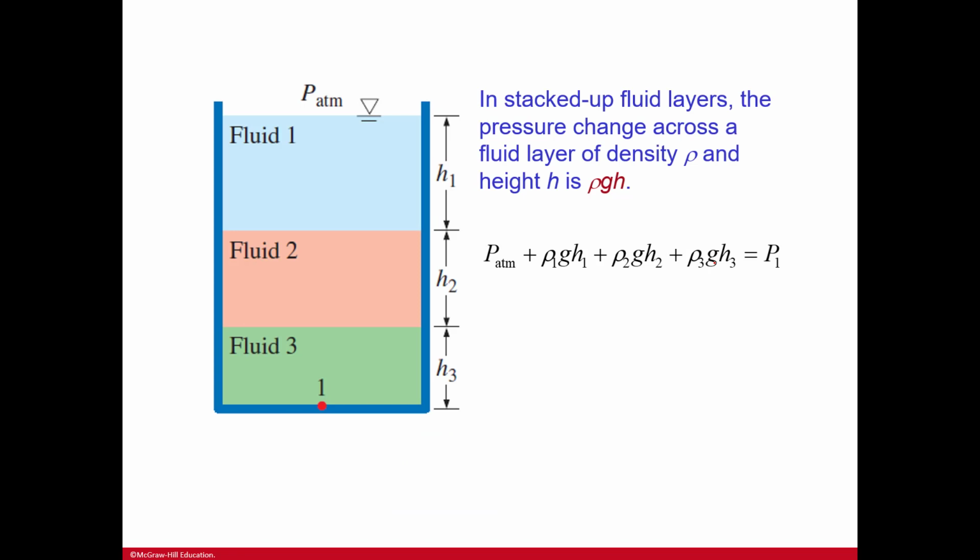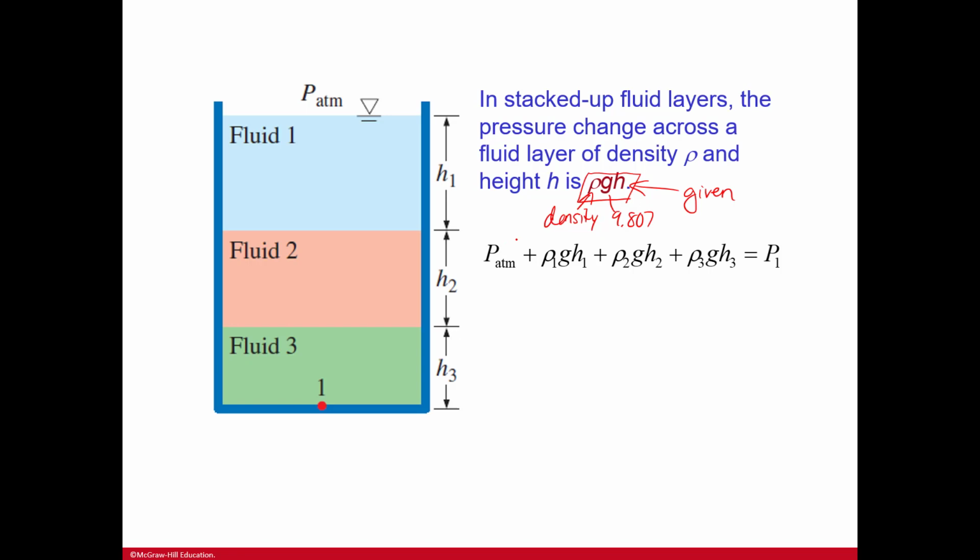In stacked fluid layers, the pressure change across a fluid layer of density rho and height h is rho g h. So this rho g h is the pressure change. You have rho, which is the density, then the gravitational acceleration, 9.807, and the height is, I'll just say given, even though it's not really.